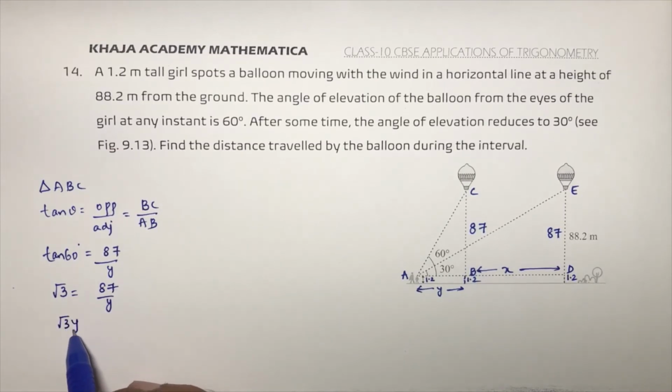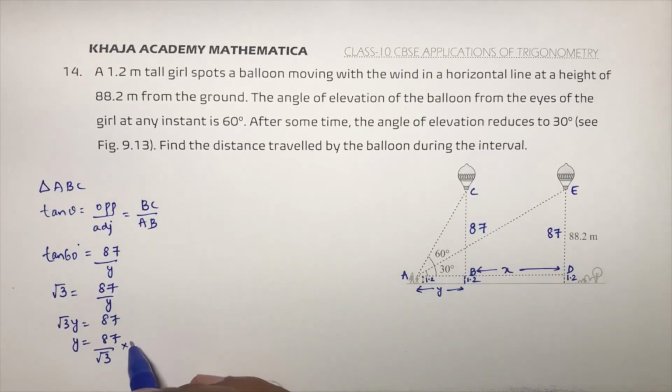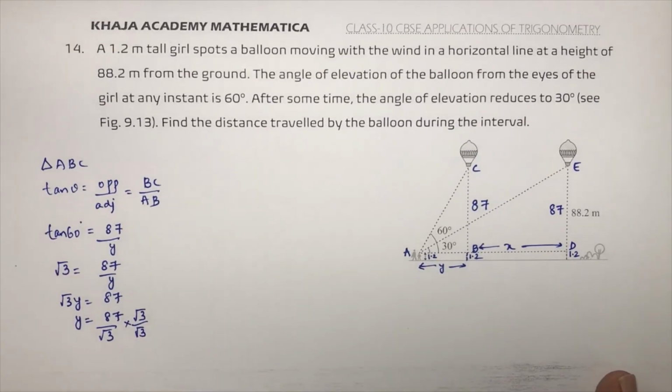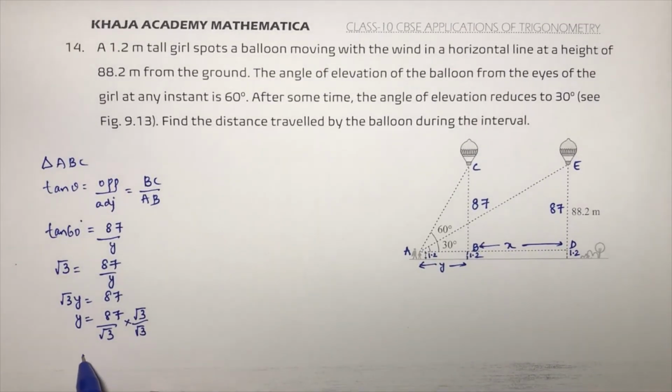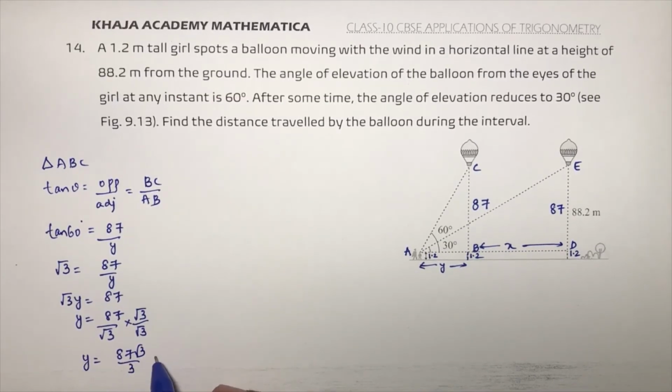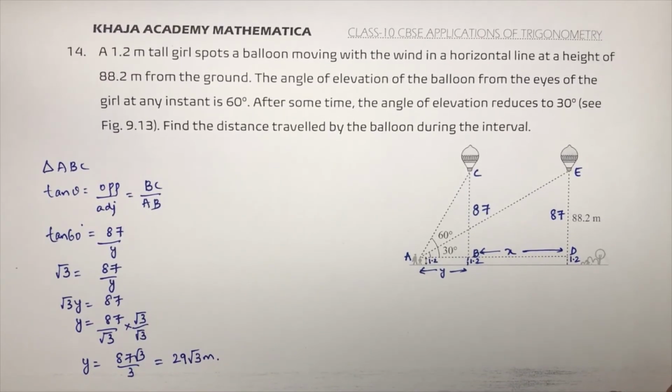So root 3 Y is 87. Y equals 87 by root 3. If we rationalize, root 3 by root 3, we'll get Y equals 87 root 3 by 3, which is nothing but 29 root 3. Y is 29 root 3.